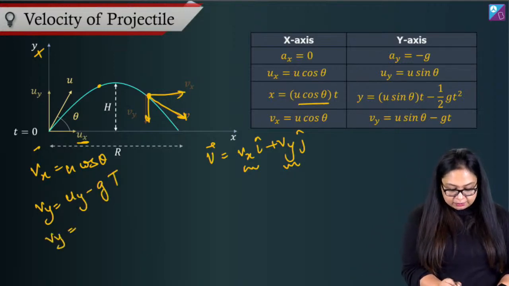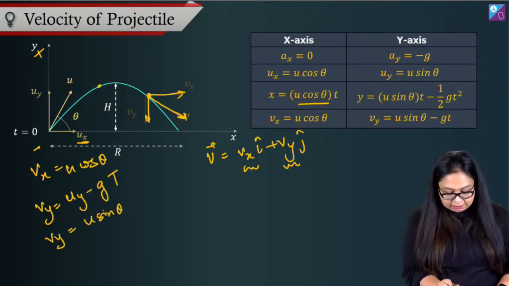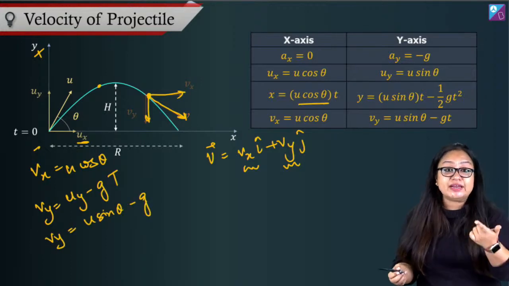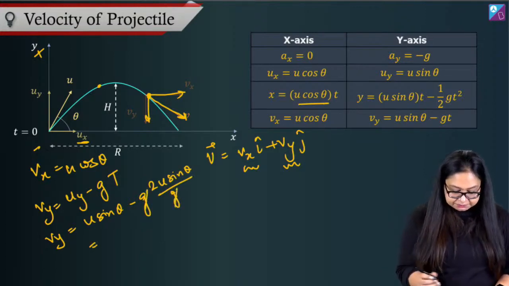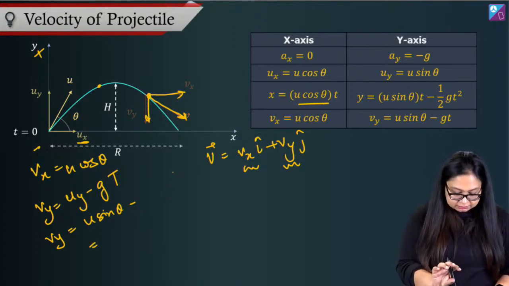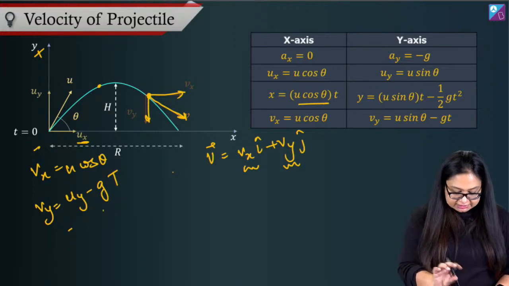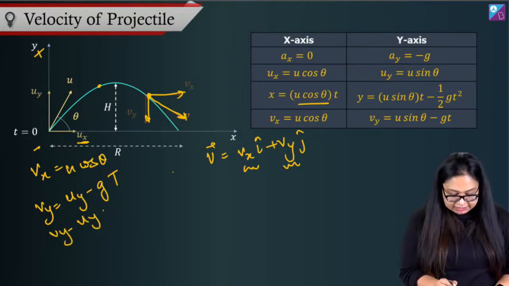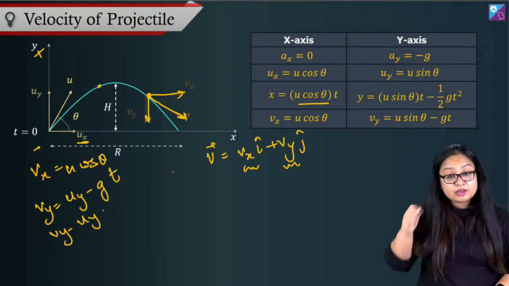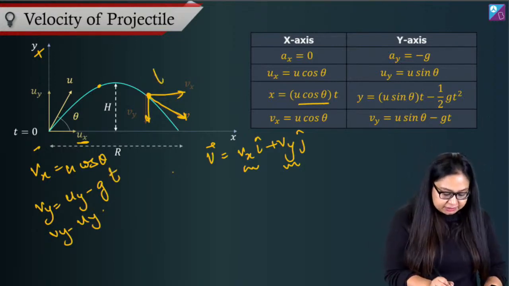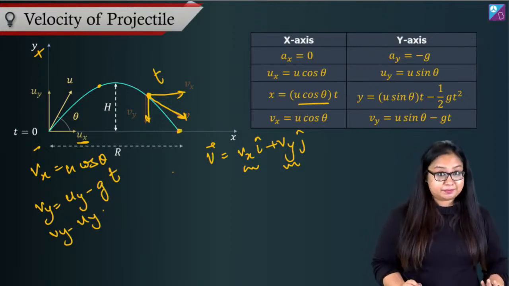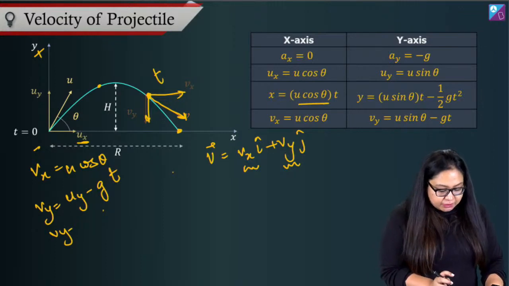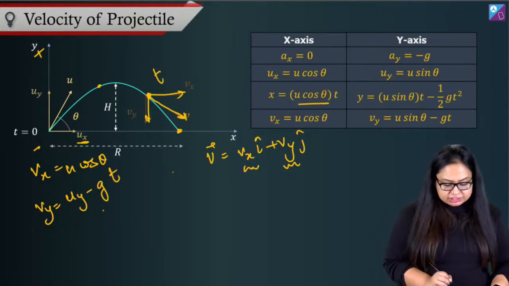I can say that vy is equal to uy, which is u sine theta, minus g into t, time of flight, 2u sine theta by g. So 2u sine theta by g. This gets cancelled out. This becomes rather vy is equal to uy minus g into time, right? Whatever time it is. Here it will be some time t, and if I want to calculate for final, then I'll say time of flight.